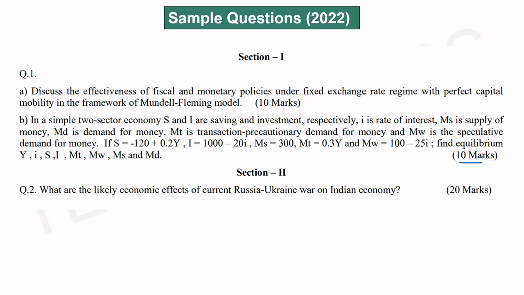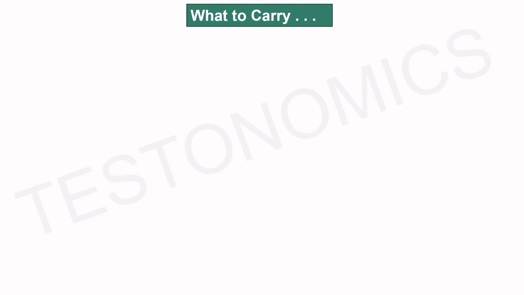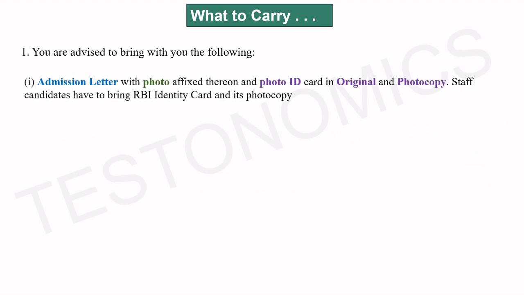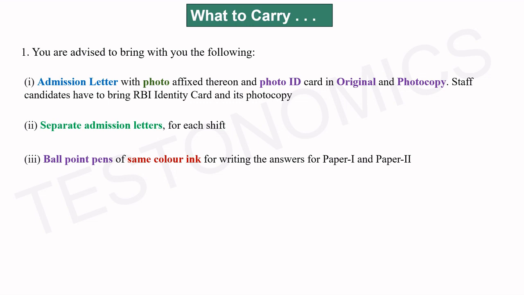So now let's move ahead. What items to carry in the examination hall? You've been through phase 1, so you already have a good understanding that you have to carry your admission letter with photo affixed and photo ID in original as well as one photocopy. Separate admission letters for each shift. Now, this is one aspect wherein you have been sending many queries.